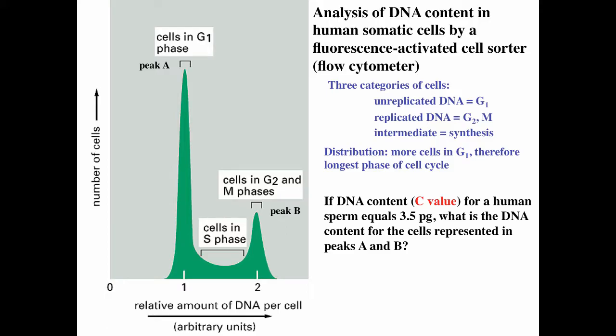Now, I told you that the DNA content for human sperm equals 3.5 picograms. With that information, what would the DNA content be for the cells that are represented in peaks A and B? I hope you'd understand that peak A would represent cells that are 2C before DNA replication. They would have 7 picograms of DNA. Cells at peak B would be in G2. They would have a 4C amount of DNA, or 14 picograms of DNA.